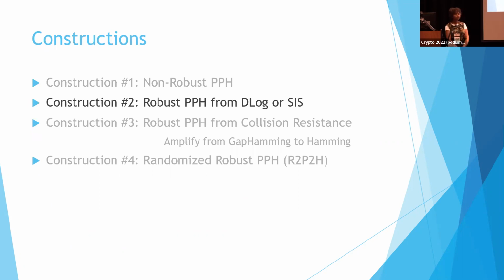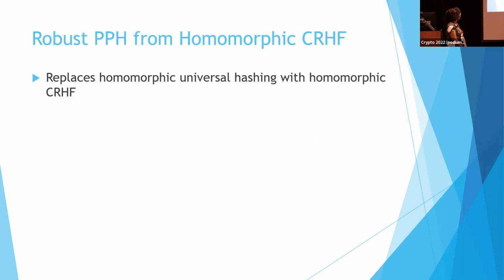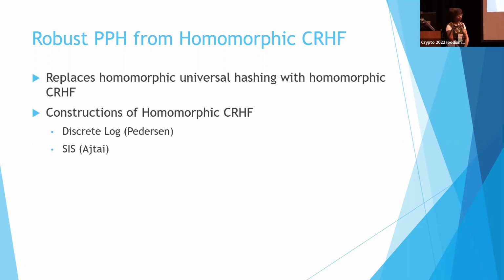Okay, here's our first robust construction for Hamming. This construction basically shows how to take our non-robust construction and make it into a robust construction. So they're really similar, but they do have a key difference, which I will explain. Instead of using that universal hash function that I mentioned earlier, I'm going to replace that by a homomorphic collision resistant hash function. And the two constructions that we currently have for homomorphic collision resistant hash functions are from discrete log, from Pedersen, and from SIS, from Ajtai. Okay, even with this change, we're essentially able to achieve the same compression as our non-robust construction.